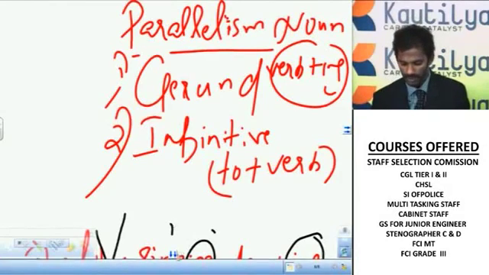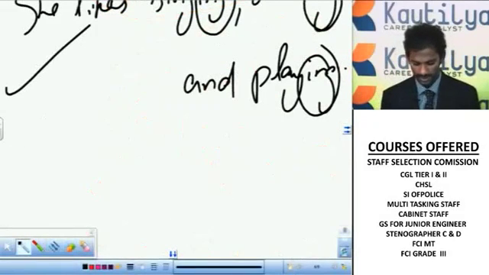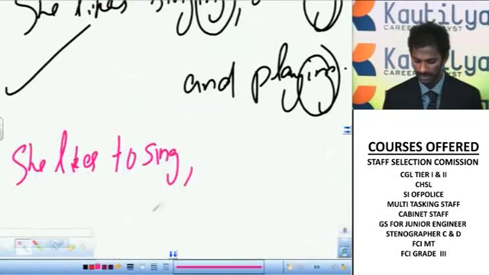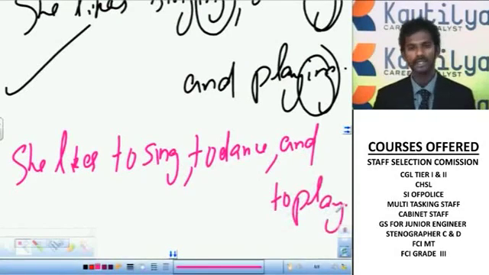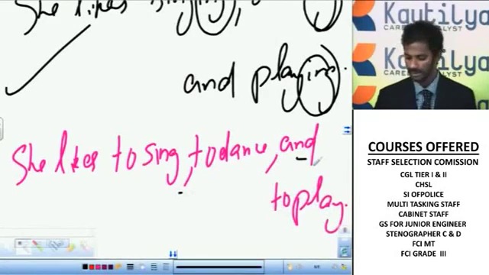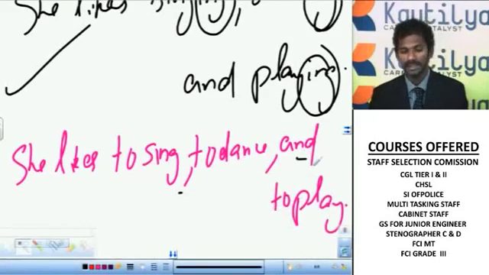Right? I go for a sentence like this. She likes to sing, to dance and to play. She likes to sing, to dance and to play. There are 3 ideas in this sentence shown by the comma and. Right? To sing is one idea, then to dance, then to play. There are 3 ideas here. And all the 3 ideas in this are in the similar form.